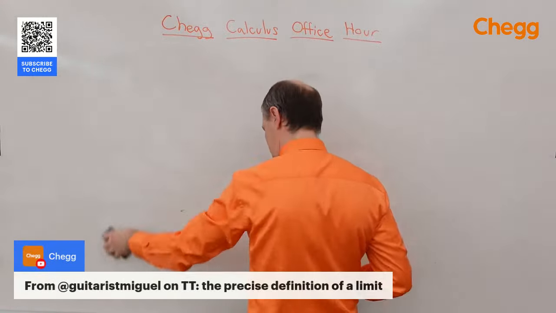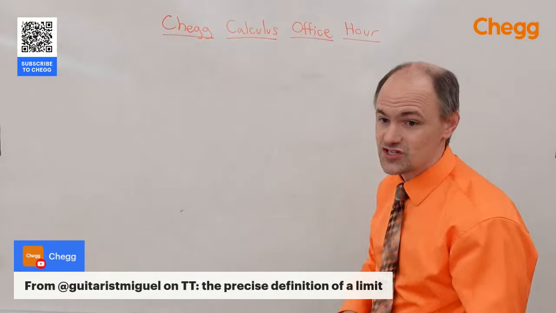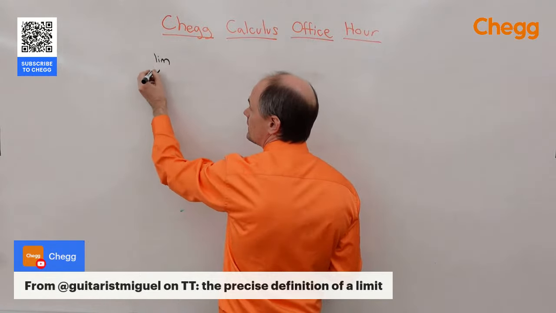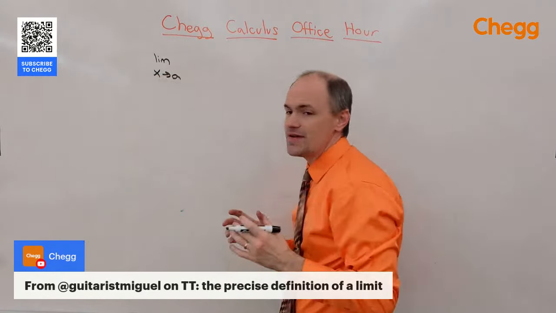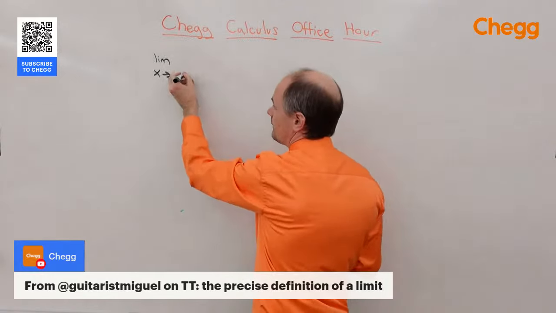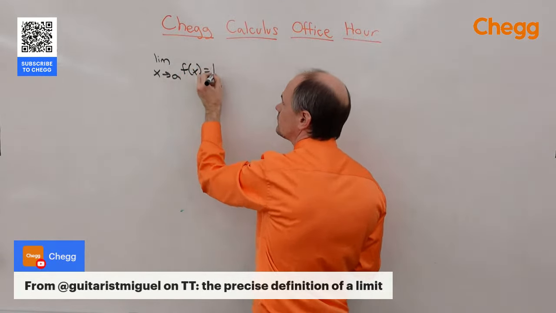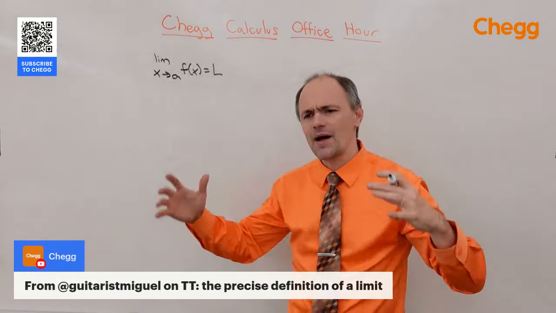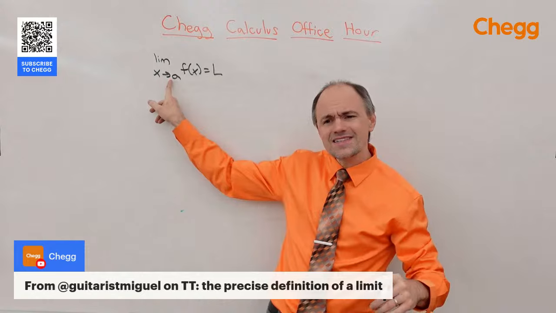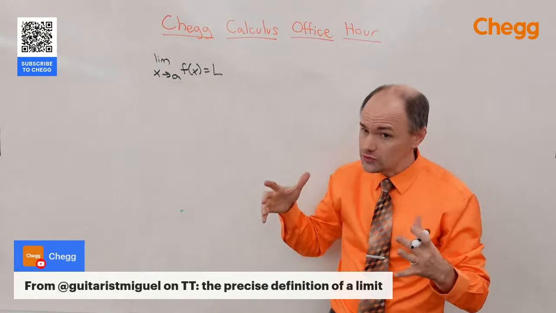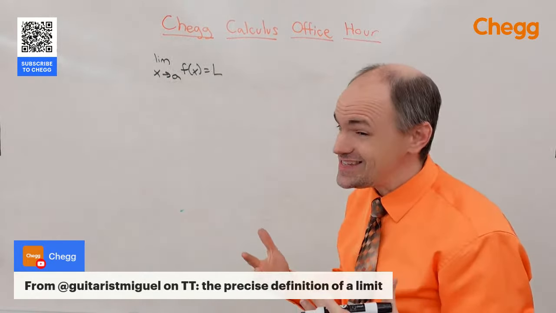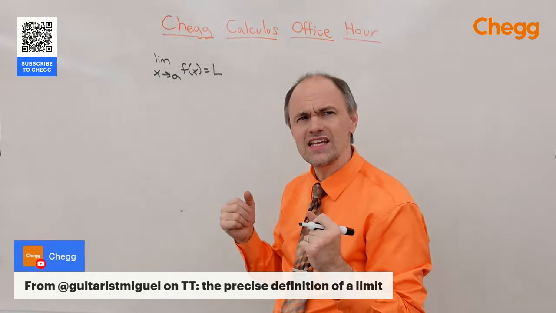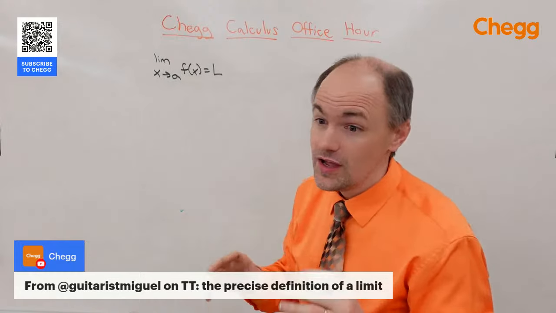So let's take a look at the precise definition of a limit. The idea of the precise definition of a limit is we define the limit as x approaches a of f of x is equal to some limit L. And a lot of the times we start out talking about a limit kind of abstractly. We say, okay, that means when x gets close to a, what does y get close to? Well, that's not very precise because it's not clear.